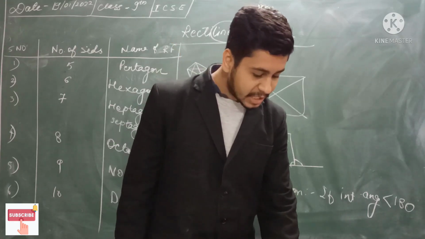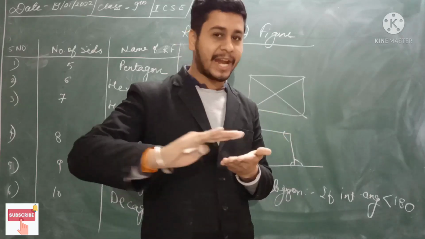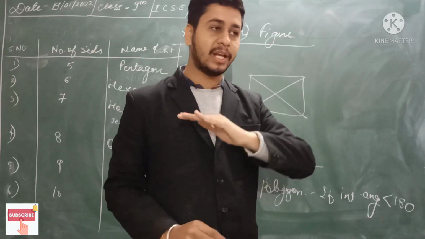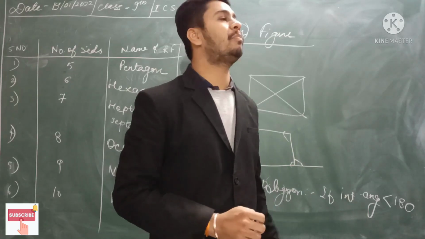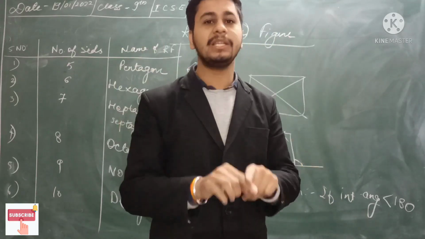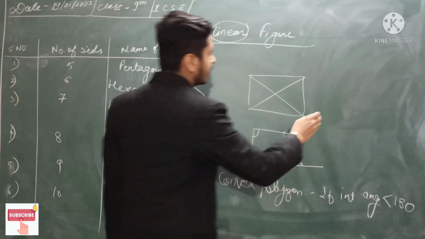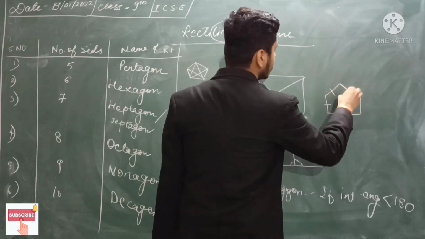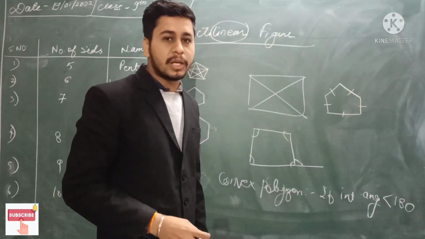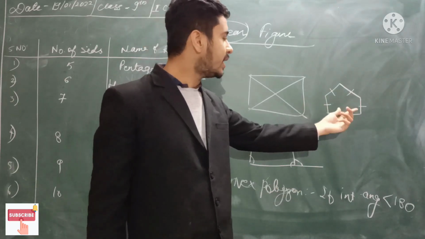Okay, then comes the equilateral polygon. Lateral means the side, the flat surface is called that. So equilateral means a polygon having all sides equal. Like if I make a regular pentagon, all the sides are equal. Whenever regular is used, it means all the sides are equal. So this is called equilateral.